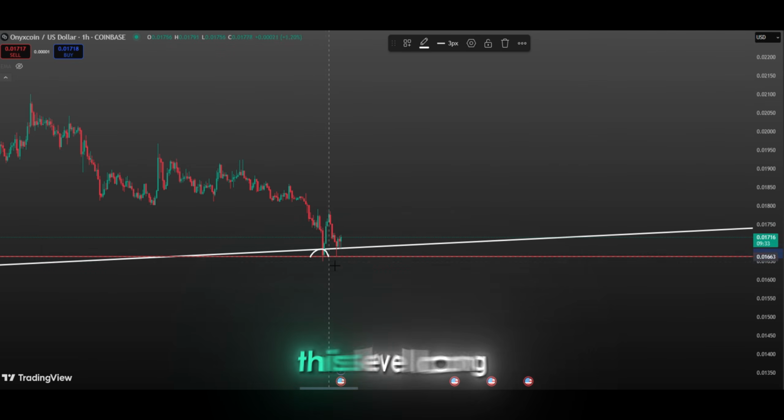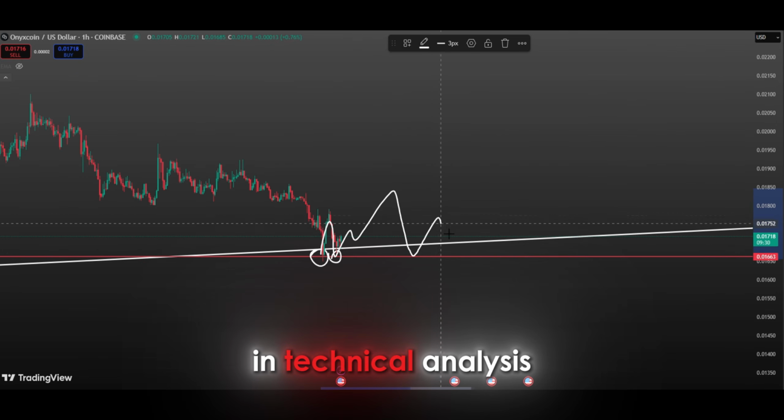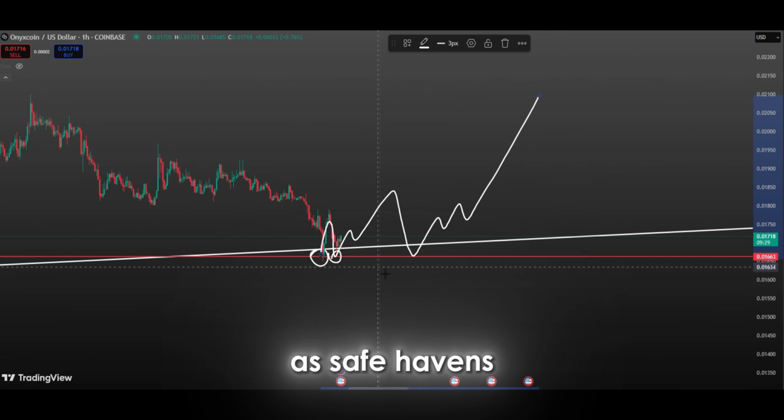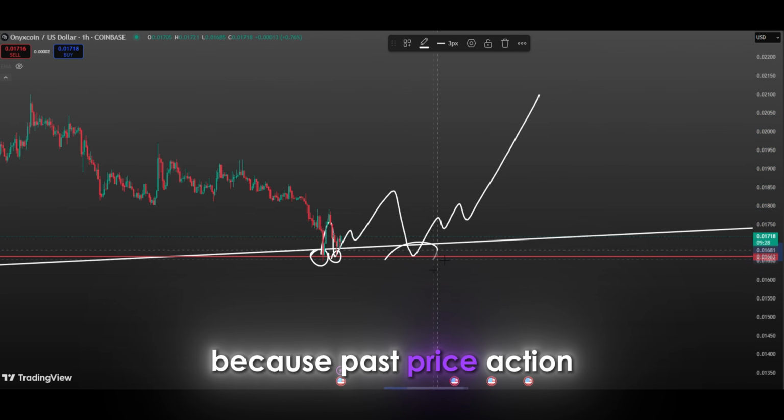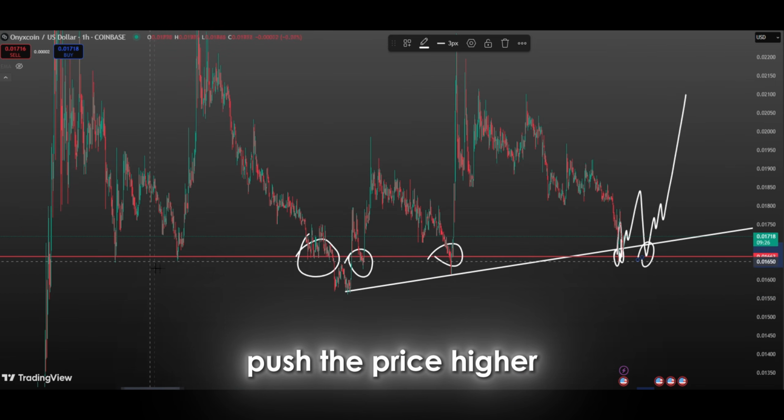This level, long respected by market participants, has become a point of interest for investors both historically and psychologically. In technical analysis, such zones can be referred to as safe havens, because past price action clearly shows that these levels have held strong and buyers have stepped in to push the price higher.